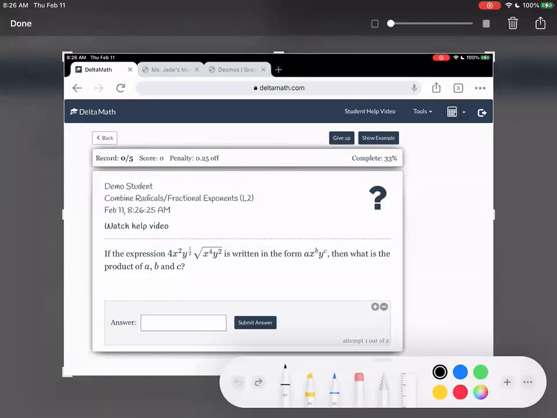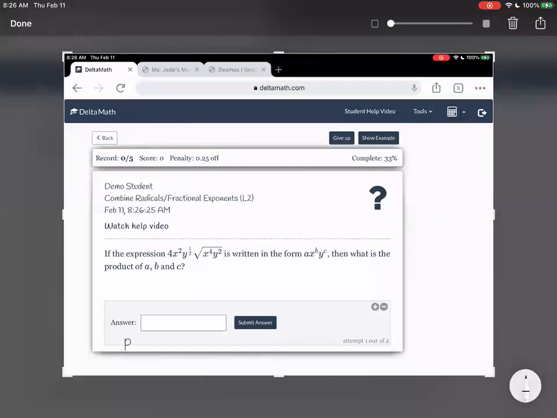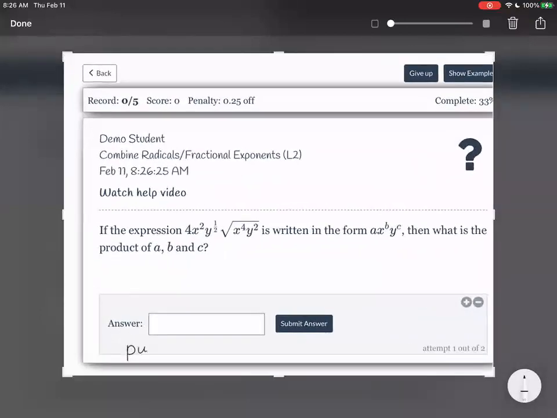Okay, so let me write that down here. Put the product of A, B, C. Okay, so just to remind us, it says, what is the product of A, B, and C? Where A is the coefficient, B is your x's exponent, and C is your y's exponent. Okay, so let's convert everything into exponential form and then see where we go from there.